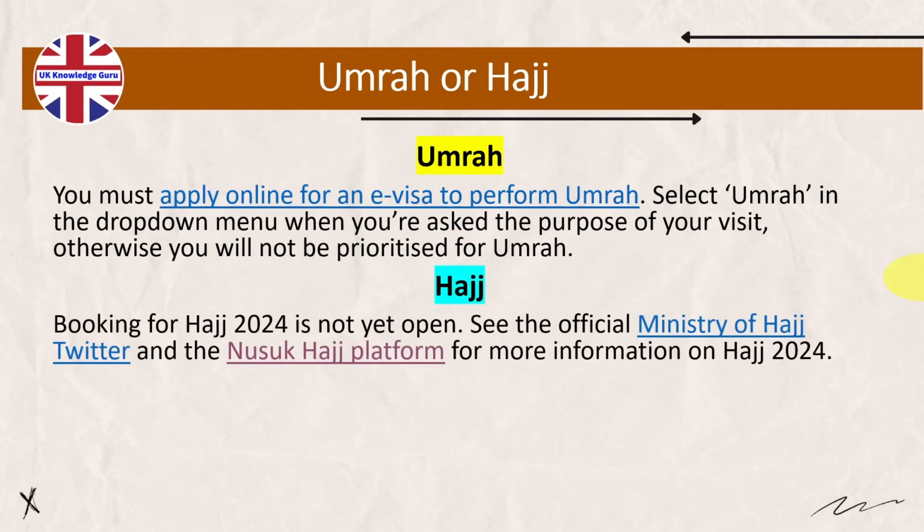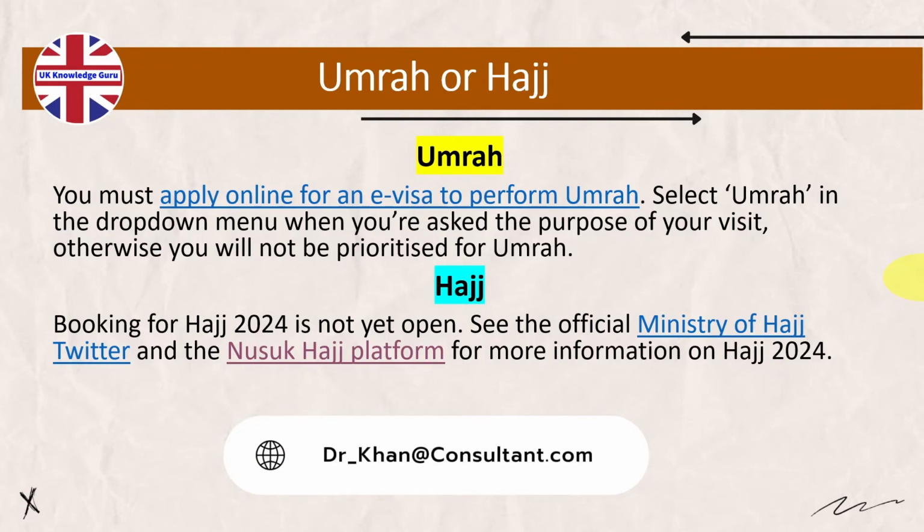Now let's discuss the Hajj and Umrah requirement. You must apply for an e-visa to perform Umrah. Select Umrah in the drop down menu. I'll show you the website; we will go through that in a minute. If you want to do Hajj, in that case, this is the website, the Nusuk Hajj platform. I'll show you that. There's an app as well. We will discuss that later on. For 2024, it's not open yet, but it's about to open, so you can get all the details over there.